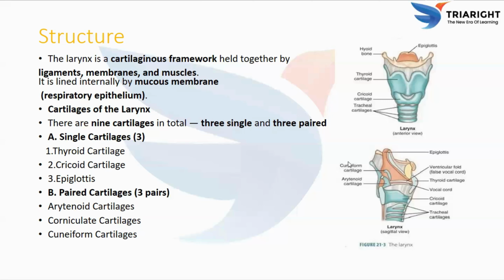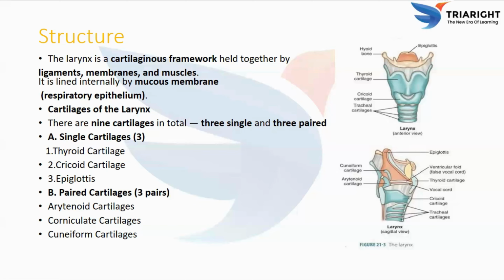So cuneiform cartilage. It's a small rod-shaped cartilage found in the folds. These membranes run from the arytenoids to the epiglottis. In between the membranes running from arytenoid cartilage to epiglottis, you can find a rod-like cartilage. This is called cuneiform cartilage. What does this do? It helps to keep the laryngeal opening stable.